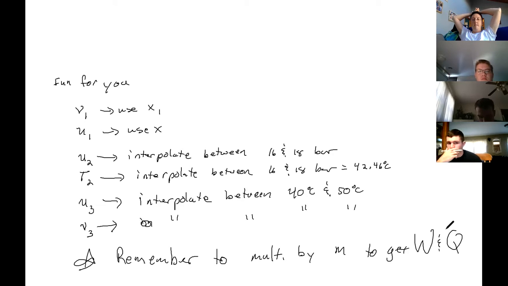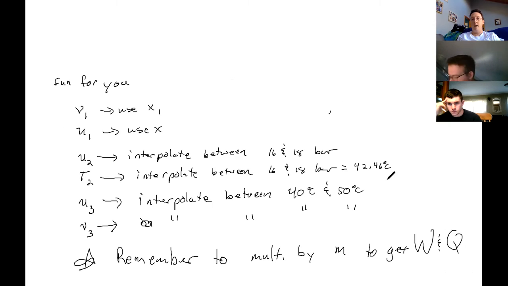Yep. What's the interpolation formula? Just the point slope formula for a line. So what I always do to interpolate, can I change screens here? Okay. Is everybody okay? Take a screenshot, make sure you've got it.